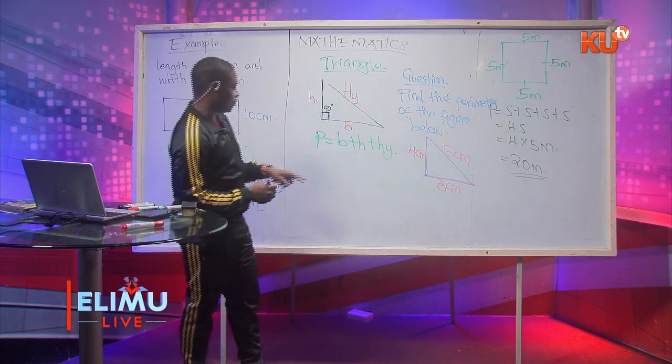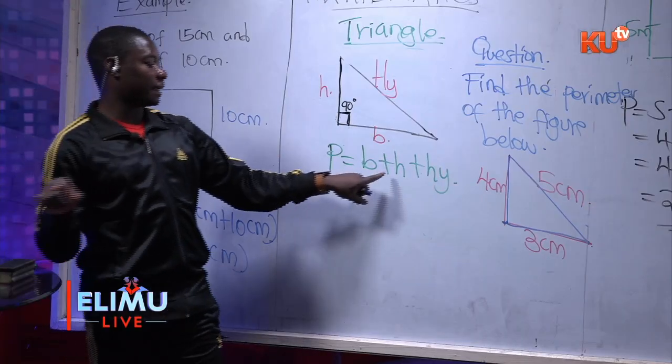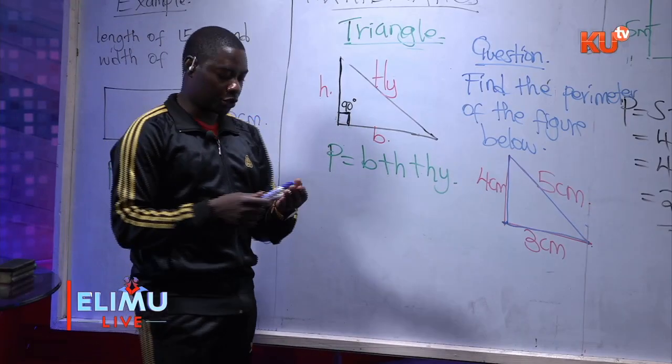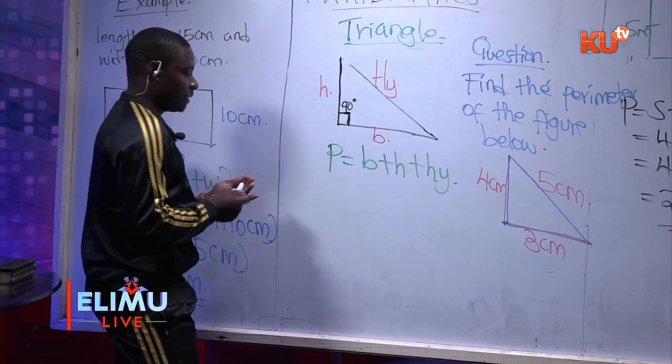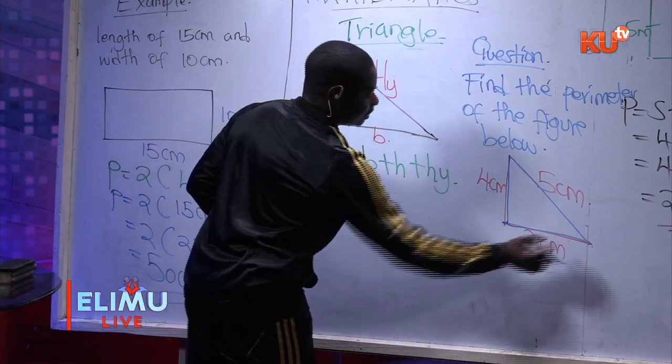So we come back to our formula. Perimeter is equal to base plus height plus hypotenuse. So we use that formula. Perimeter is equal to, our base is 3 centimeters.